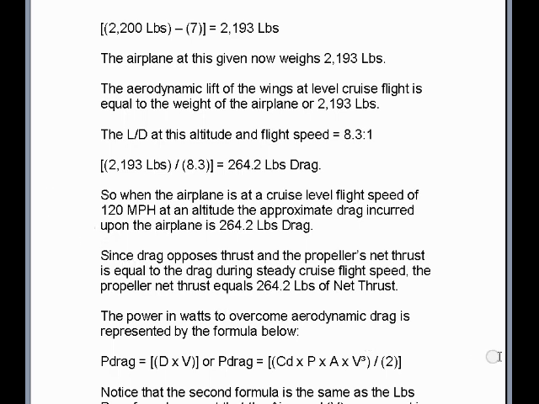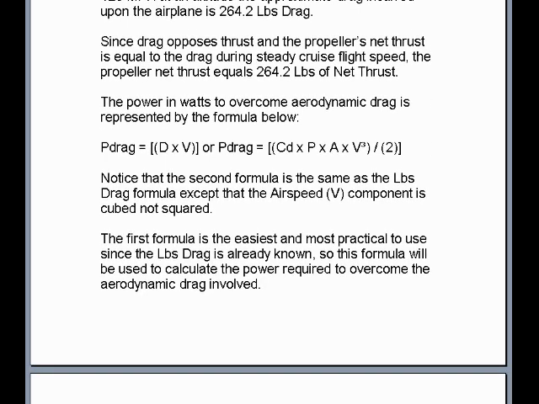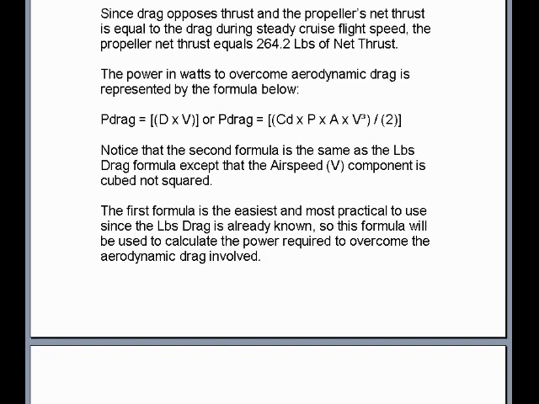Since drag opposes thrust and the propeller's net thrust is equal to the drag during steady cruise flight speed, the propeller net thrust equals 264.2 pounds of net thrust. The power in watts to overcome aerodynamic drag is represented by the formula below. It's easier to use the D times V formula. Notice that the second formula is the same as the pounds drag formula, except that the airspeed V component is cubed, not squared.